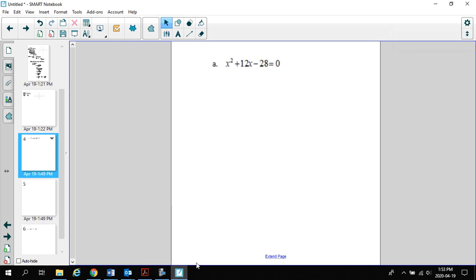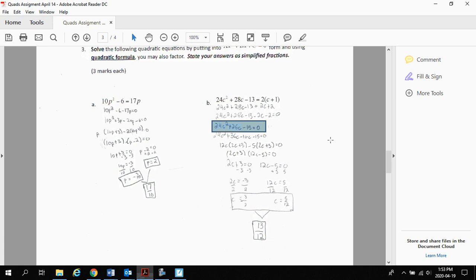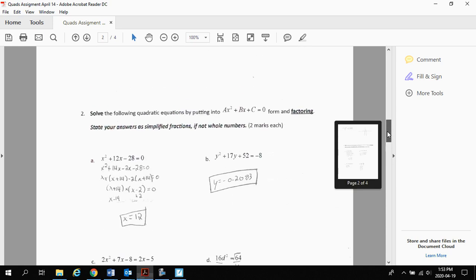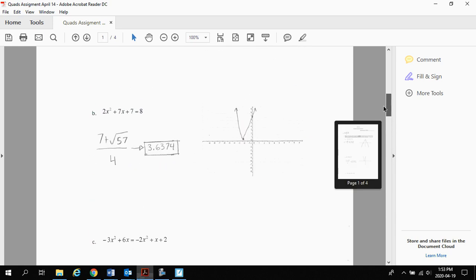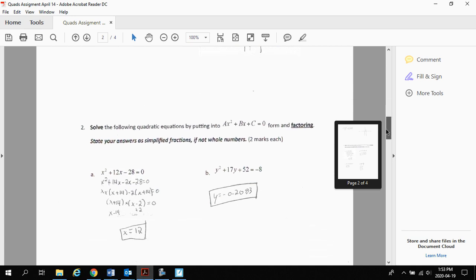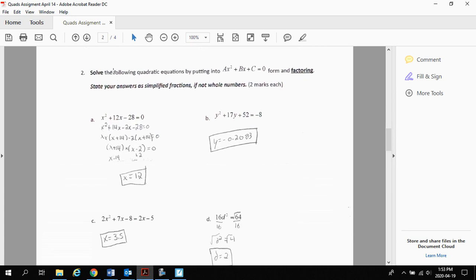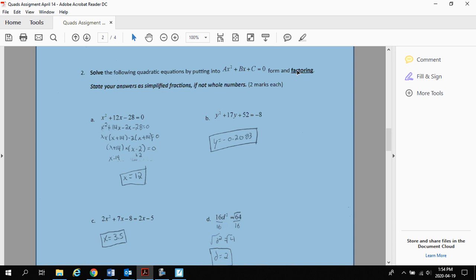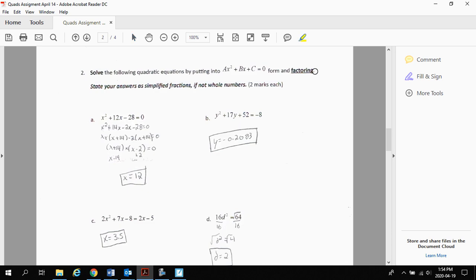So the next question, it says number 2. Yours ended up on a couple of pages. It was formatted better on mine, but I'm sure when I sent it, it ended up funky. Question 2 says solve the following quadratic equations by putting it into ax squared plus bx plus c equals 0 form and factoring.